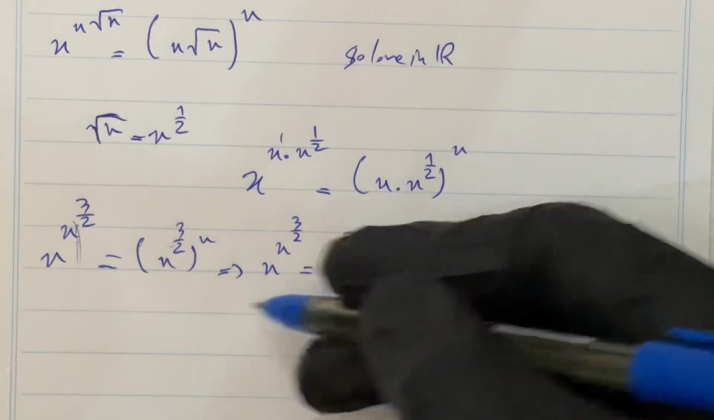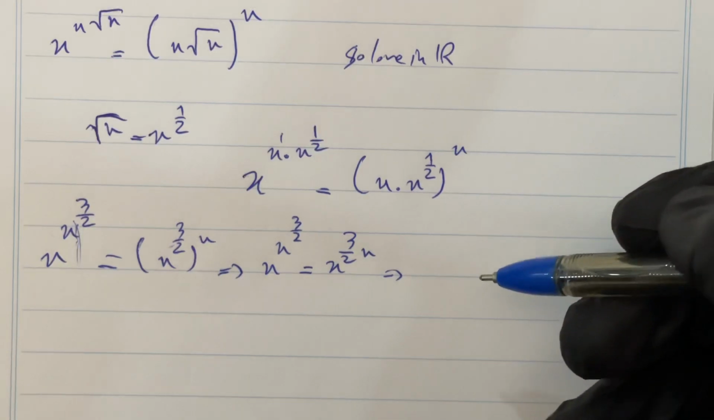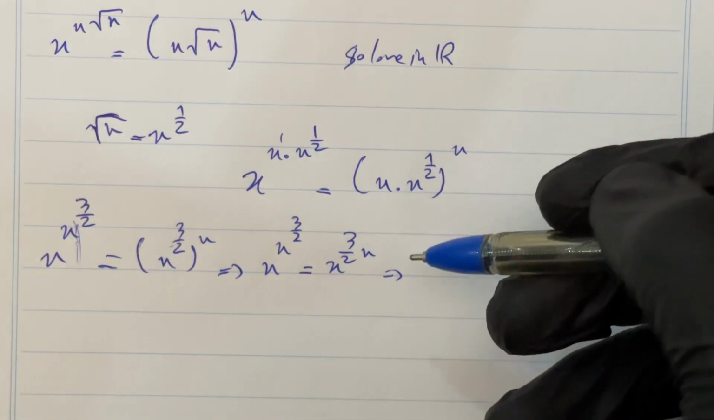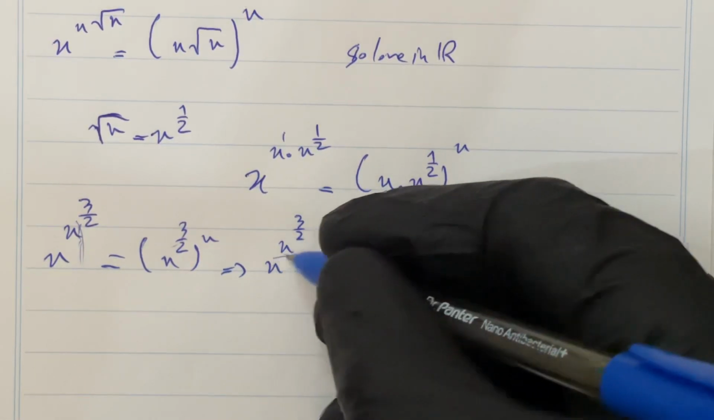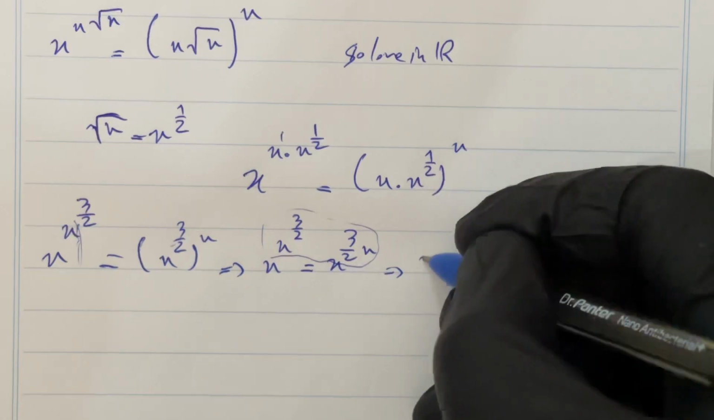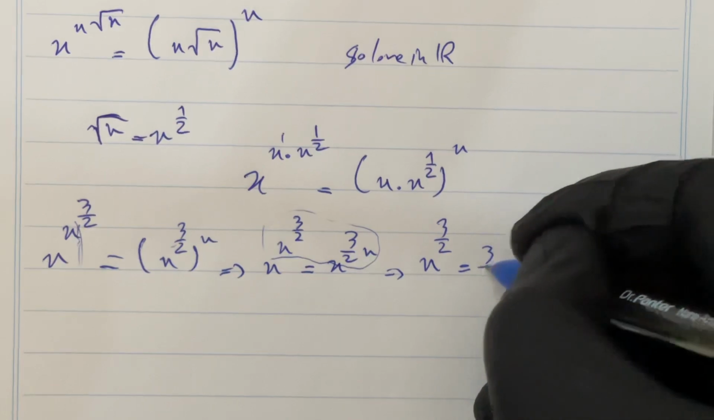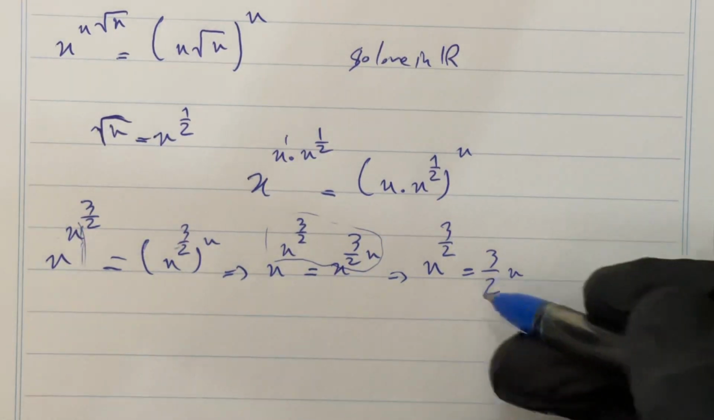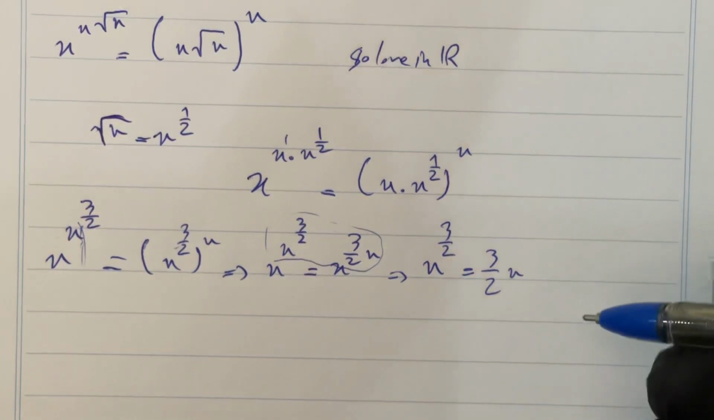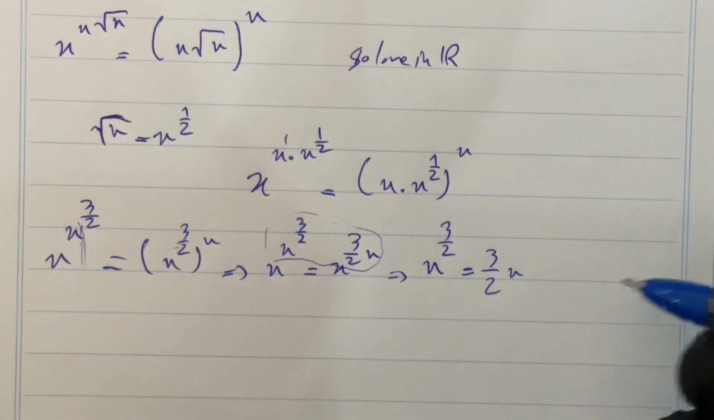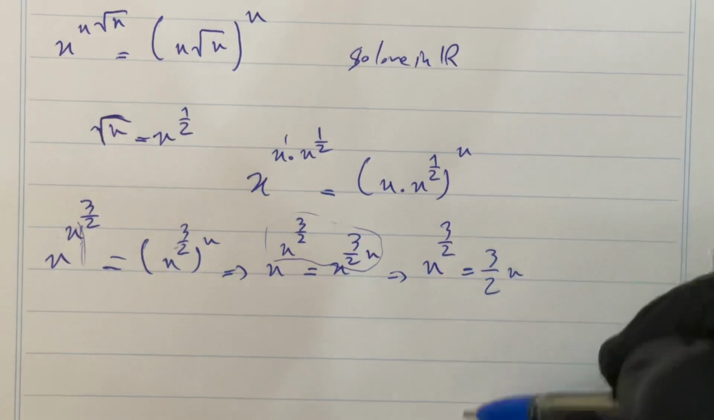Now here we have the same bases. Because of that, we just have to make the exponents equal. So I'm writing the exponents equal. So we have another, simpler equation. We just have to solve this here, and again, as said, the fractions are so bothersome.